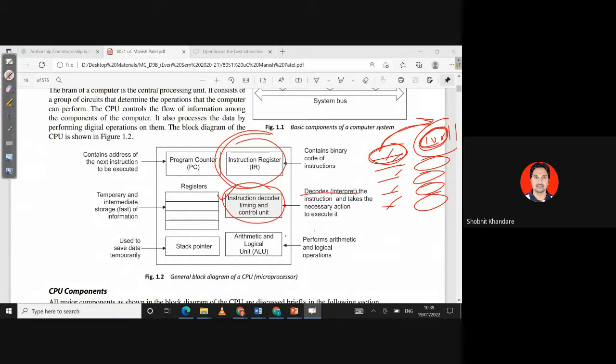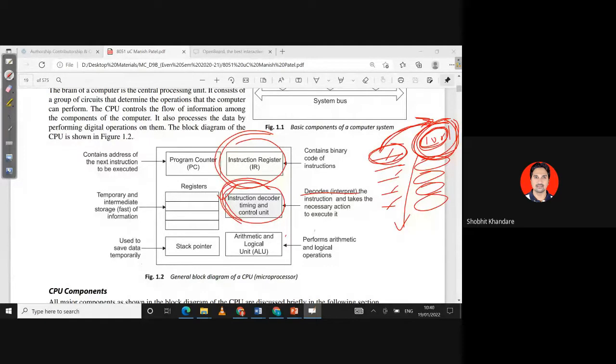It decodes because the instruction is encoded and then it has to be decoded. So decoding will be done by the instruction decoder, timing and control unit. Decodes the instruction and takes the necessary action to execute it. What does taking the necessary action mean? When I decode it, only then will I know what I actually have to do. What 10011 means is called decoding, and only after understanding the decoding will I know what I actually have to do. So I will be taking the necessary action to execute that instruction. Who does this work of finding the actual meaning of 10011? The instruction decoder and timing and control unit.